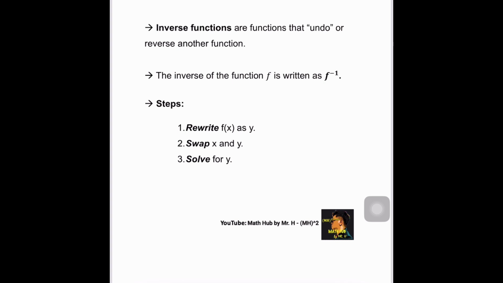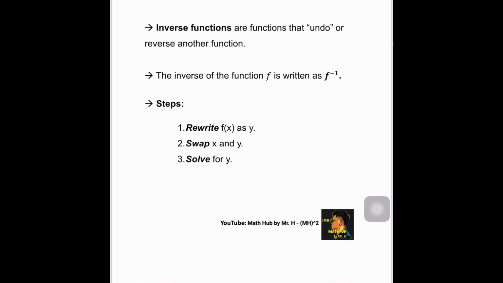Now, in finding the inverse of a given function, there are three simple steps that you need to follow. The first one is rewriting f of x as y. After rewriting, you need to swap or switch x and y. And the last step is solving for y.